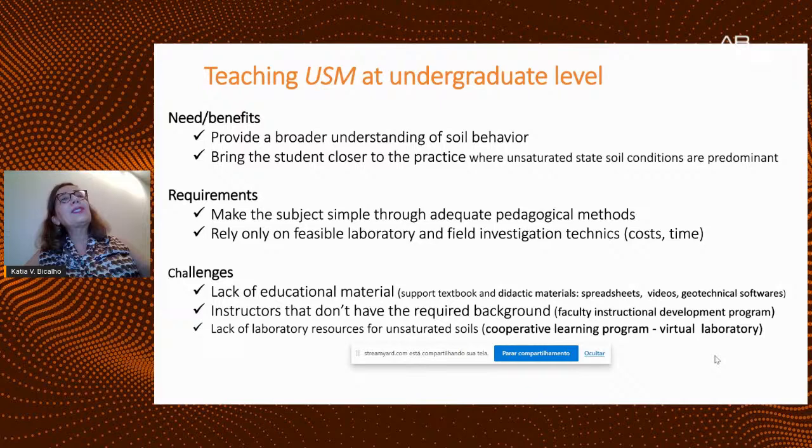And one challenge that Gilson and I wrote about was the education materials. So the support of textbooks. Professor Fredlin, I like his book very much, because I remember that the first time I had Professor Fredlin's book, it was very nice, Professor, because I could find a lot of references in one book. I think that was very nice, so I thank you for that. And afterwards, we have some nice textbooks, and didactic material, for example, spreadsheets students use.